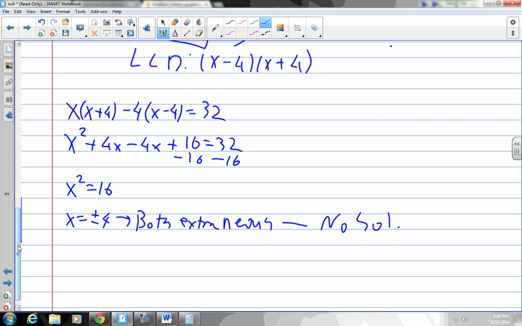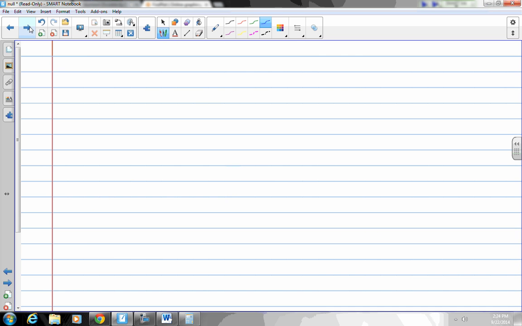Questions on this? Does that make sense? It really comes down to your ability to factor and find the LCD. If you can do that, then you are in pretty good shape, and you should know how to do that.